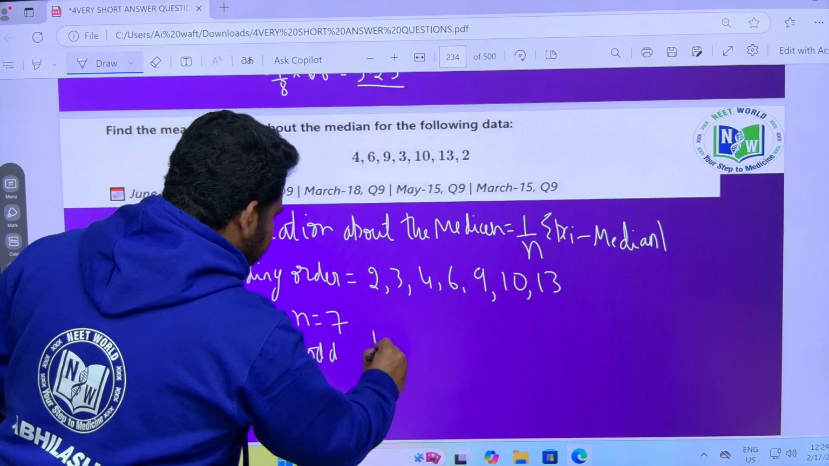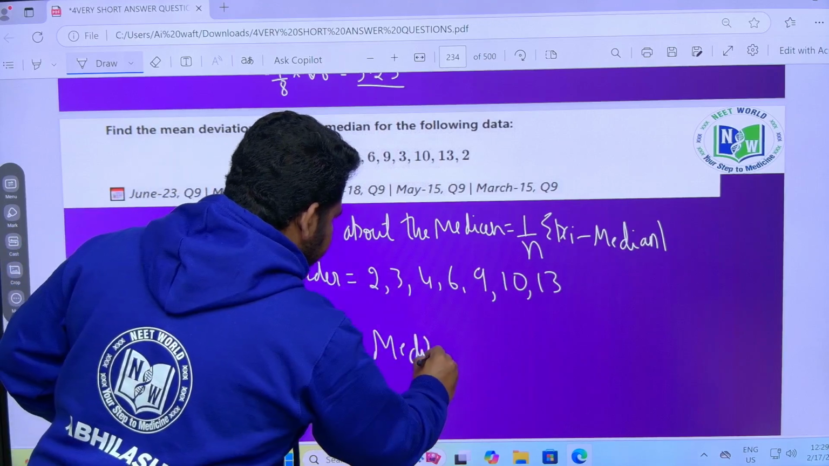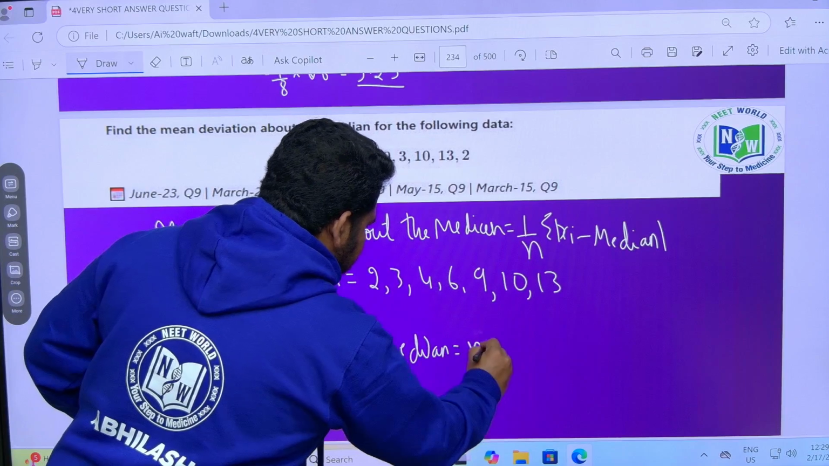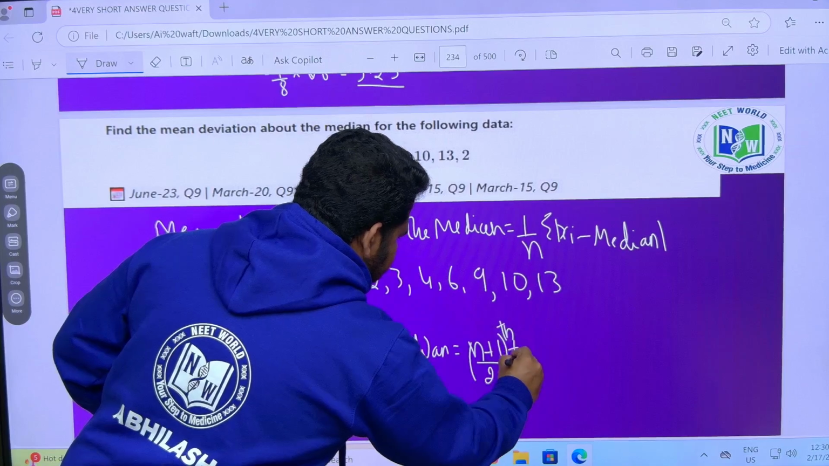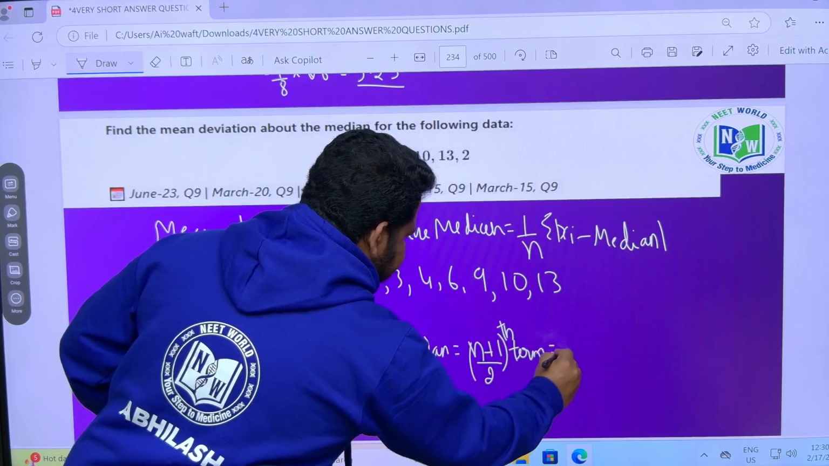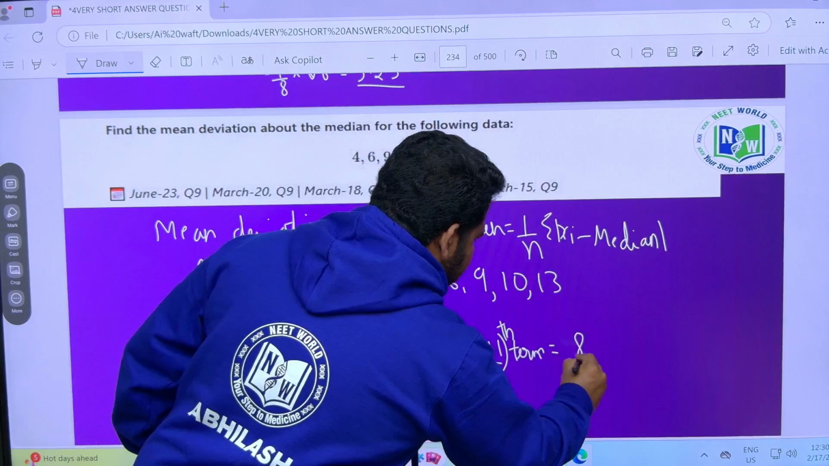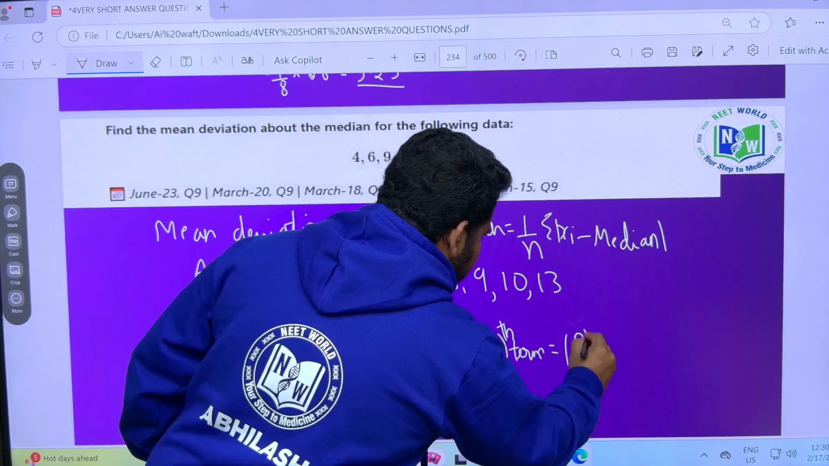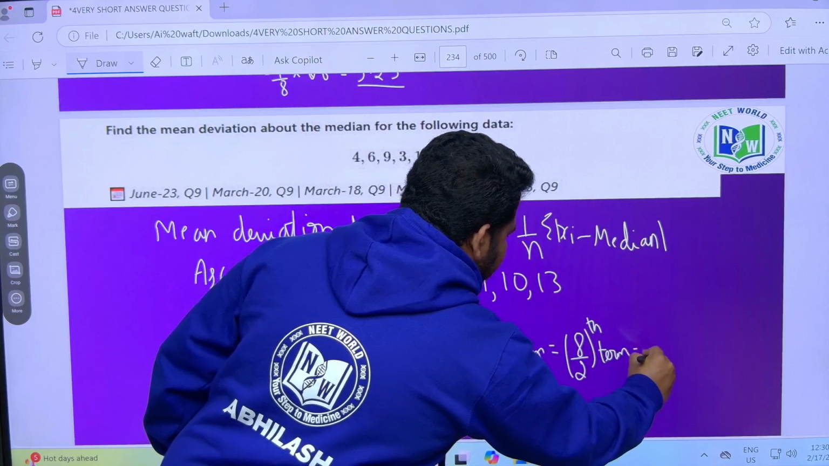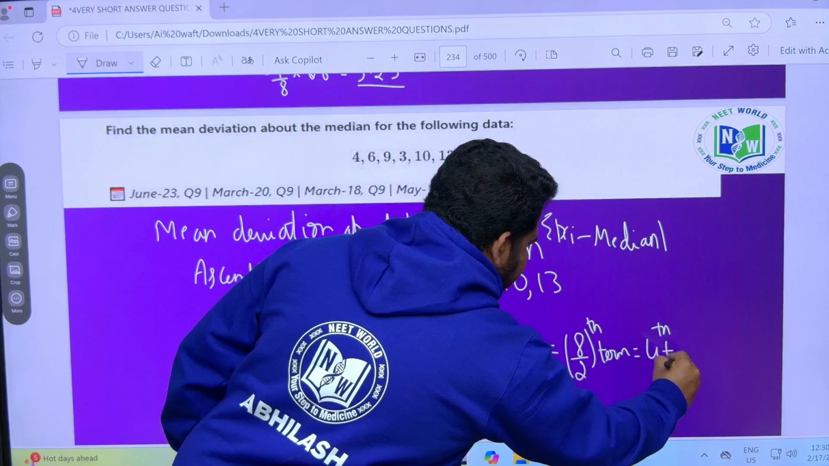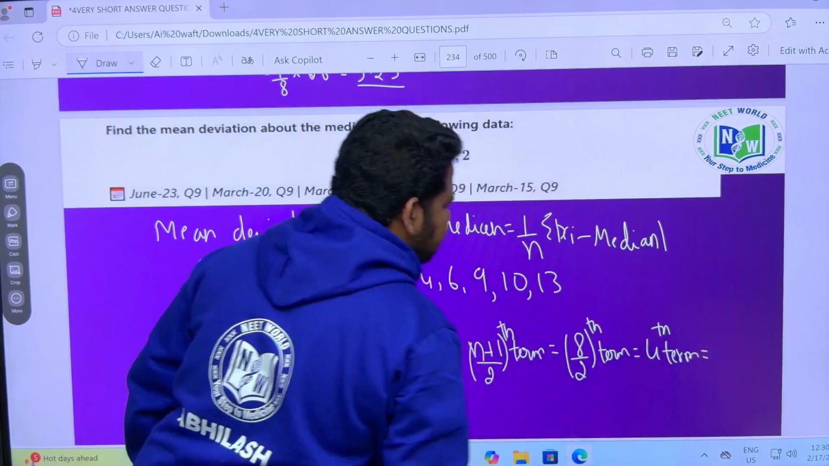So median is equal to the (n plus 1) by 2 term. Here n is 7, so 7 plus 1 is 8, 8 by 2 term. So that is equal to the 4th term. The 4th term will be the median. What is the 4th term here?